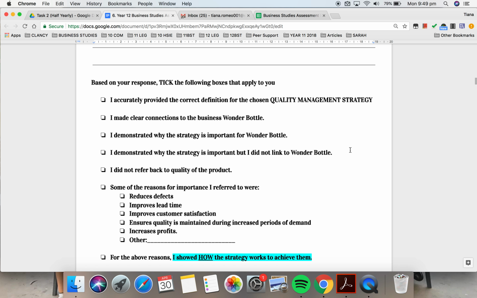Then, based on your response, tick the boxes that apply to you. So I accurately provided the correct definition for the chosen quality management strategy. I made clear connections to the business Wonder Bottle. I demonstrated why the strategy is important for Wonder Bottle. I demonstrated why the strategy is important, but I did not link to Wonder Bottle. I did not refer back to the quality of the product.